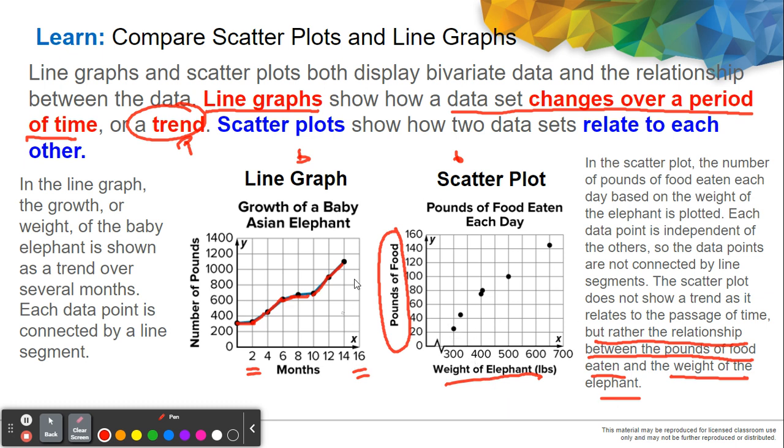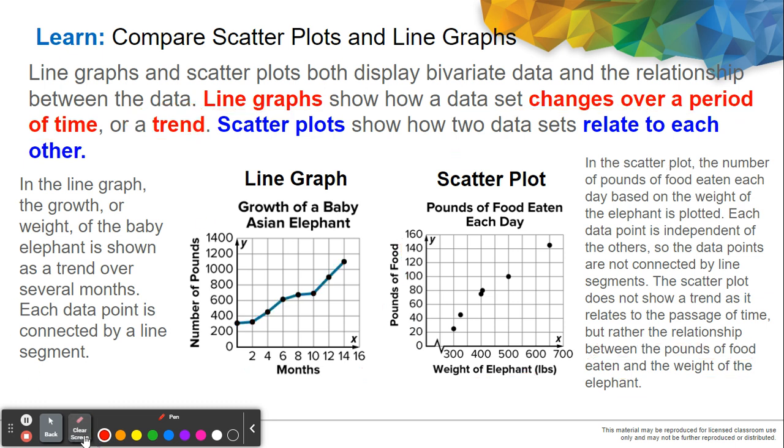So that's the difference between a line graph and a scatter plot. Remember, for a line graph, we have to show trends, while for a scatter plot, we just show how two data sets are related to one another, but there's no trend. So how do we decide if we use a line graph or a scatter plot?